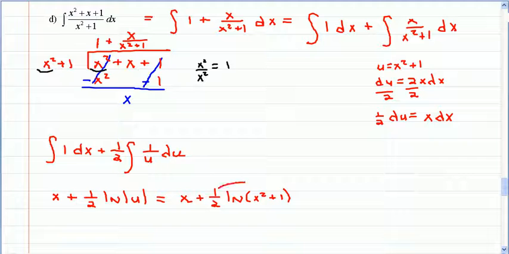And this 1/2 in front can be written as a power, and a power of 1/2 is the same as the square root, so it's x plus the natural log of the square root of x squared plus 1 plus c.